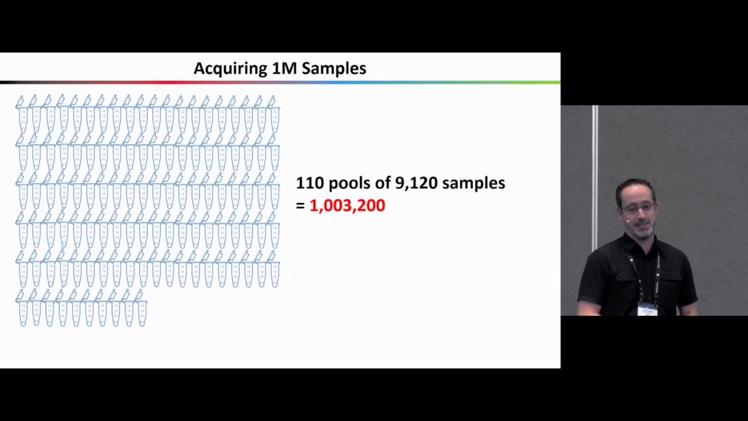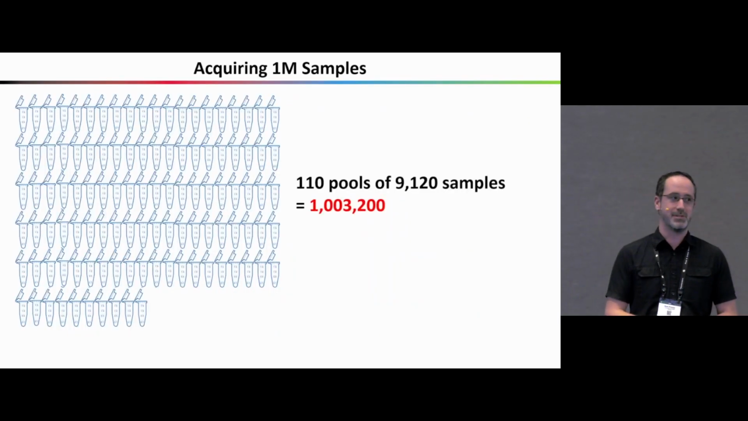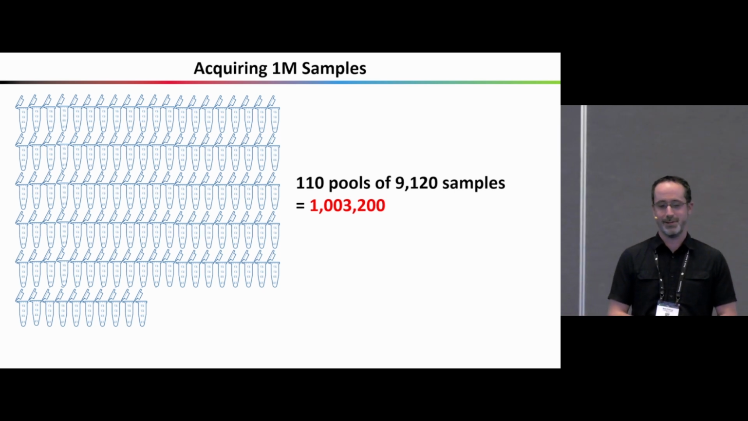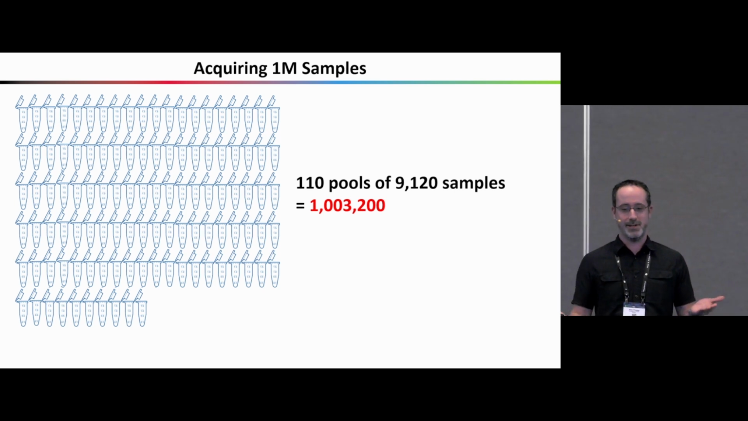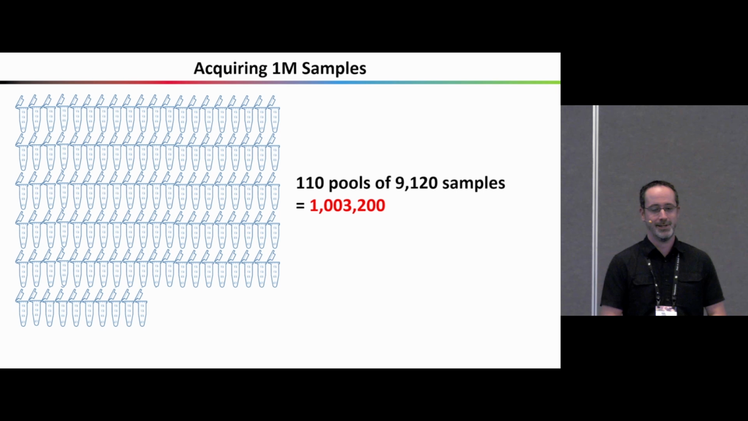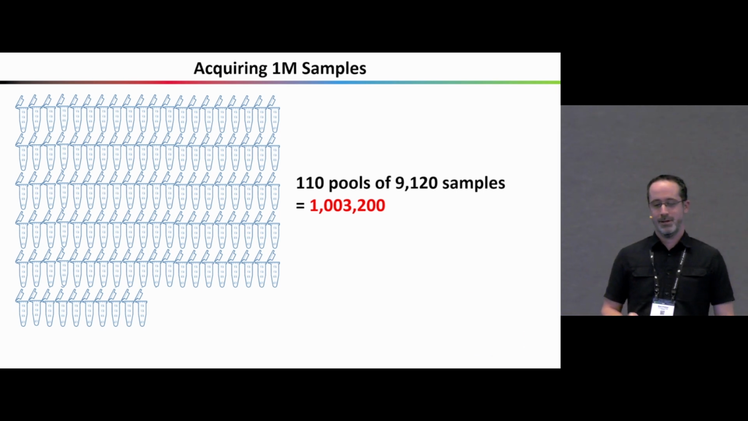We also have access to millions of samples because we have all these pools of 9,120 amplicons from our barcoding reference library building efforts. So we thought, well, let's just take 110 of those pools. That's a little over 1 million sequences. We'll ligate on native barcodes and sequence them, the same as the 100,000 project.